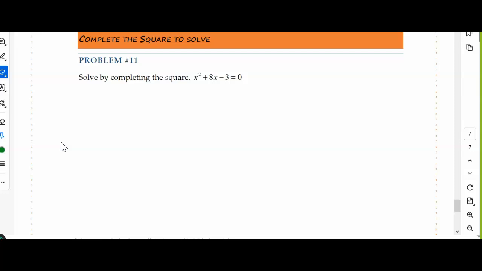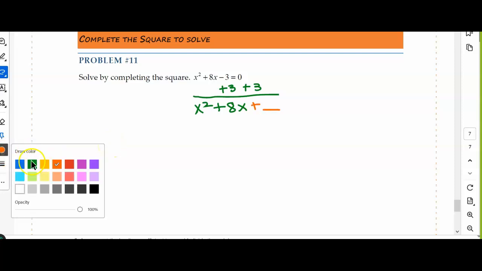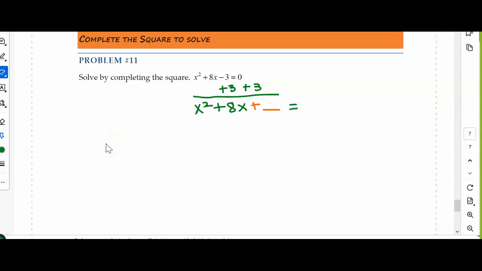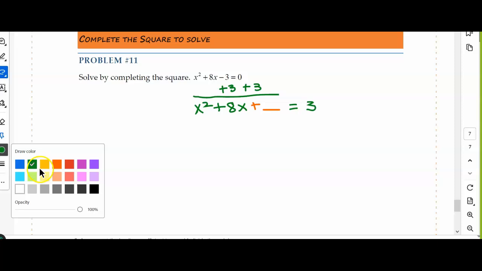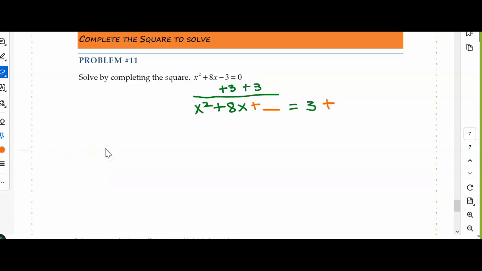So let's solve this by completing the square. Again, our first step, let's start by moving that constant term over. So I get x squared plus 8x plus blank equals positive 3 plus blank. Now it's always going to be a plus, because remember, a negative times a negative is a positive, a positive times a positive is a positive, and we're always multiplying the same number, we're squaring it.